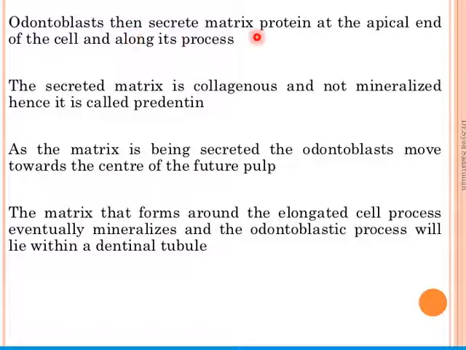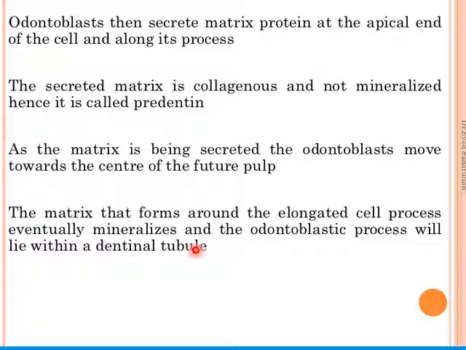Odontoblasts then secrete matrix protein at the apical end of the cells and along the odontoblastic process. The secreted matrix is collagenous and not mineralized, hence it is called predentin. As the matrix is being secreted, the odontoblasts move toward the center of the future pulp. The matrix that formed around the elongated cell process, or Tomes fibers, eventually mineralizes, and the odontoblastic process will lie within dentinal tubules.